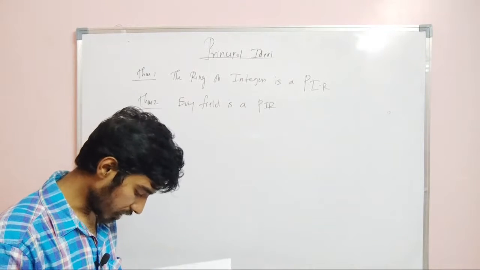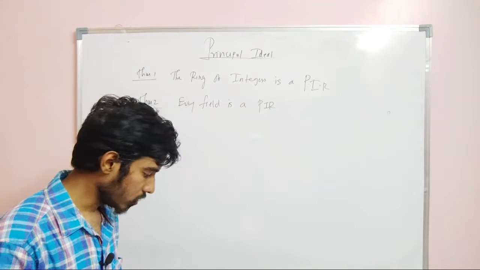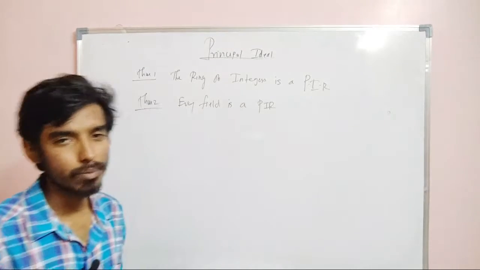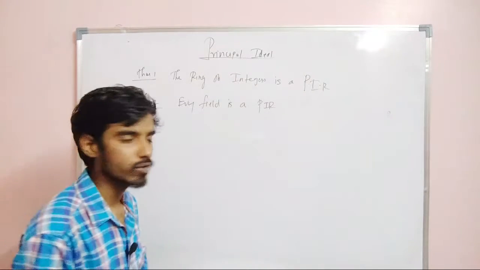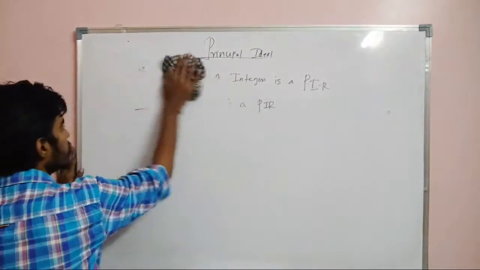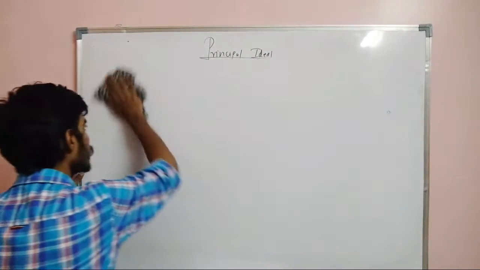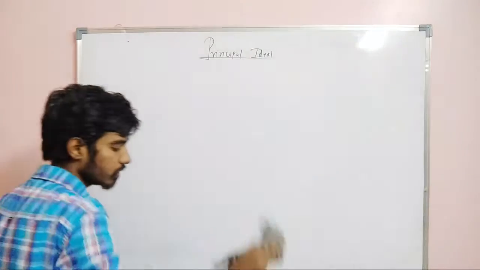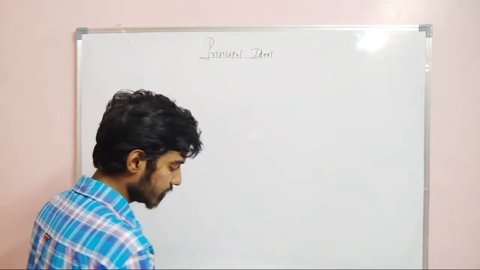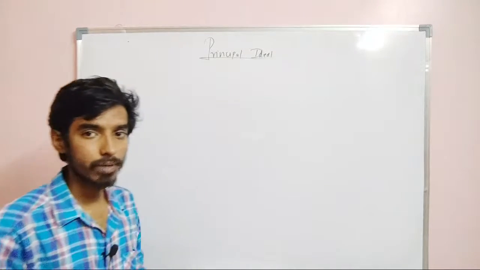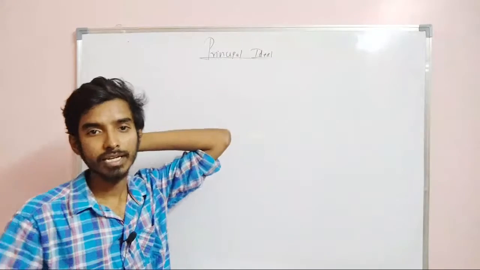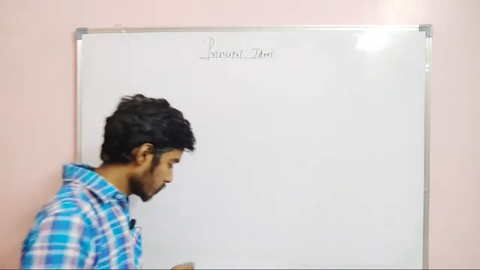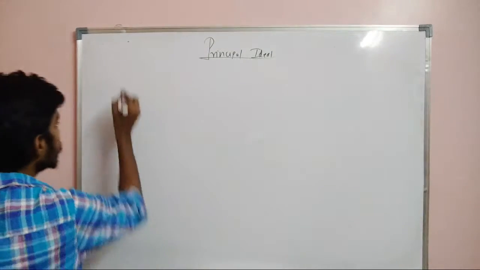Now we will define what's meant by units, right? Again very easy, units. If an element has a multiplicative inverse, then the element is called a unit, right? So today we have defined what is meant by a principal ideal, and then a principal ideal ring. A principal ideal ring means every ideal is a principal ideal. A very important result is that the set of integers is a principal ideal ring, and every field is a principal ideal ring. Now you will define what's meant by units.